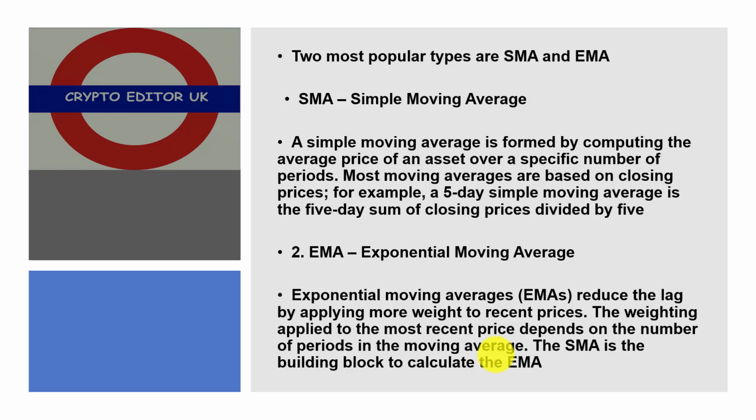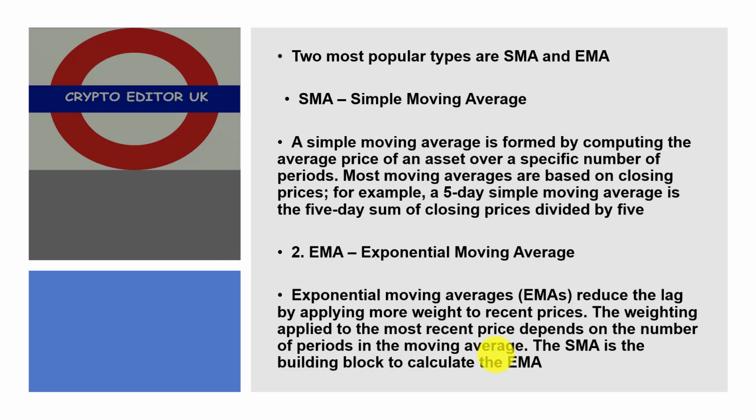So, what are moving averages? The two most popular types are SMA and EMA. SMA means simple moving average. A simple moving average is formed by computing the average price of an asset over a specific number of periods. Most moving averages are based on closing prices. For example, a 5-day simple moving average is the 5-day sum of closing prices divided by 5.